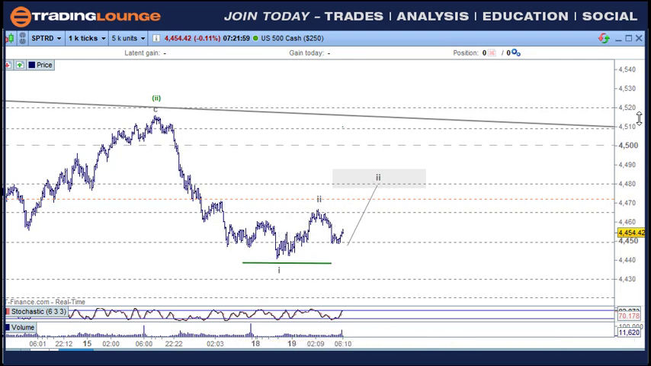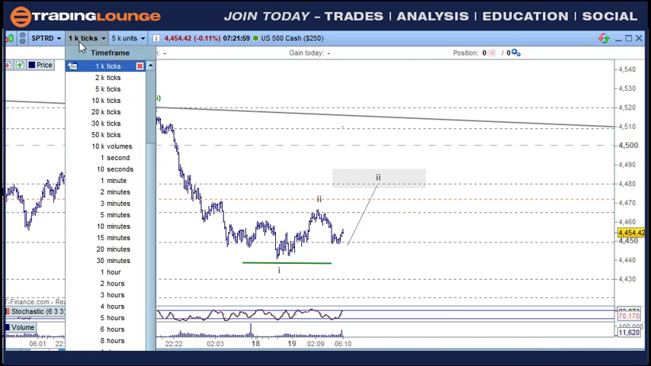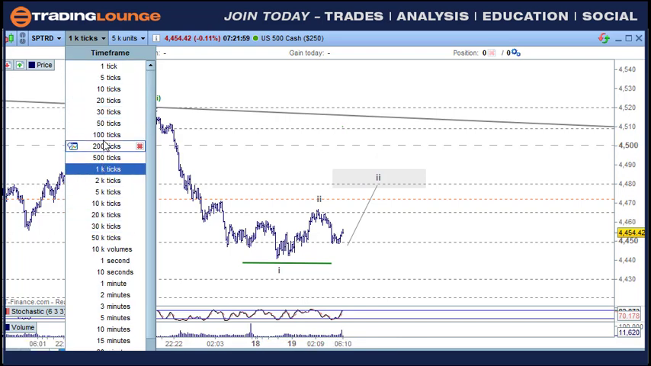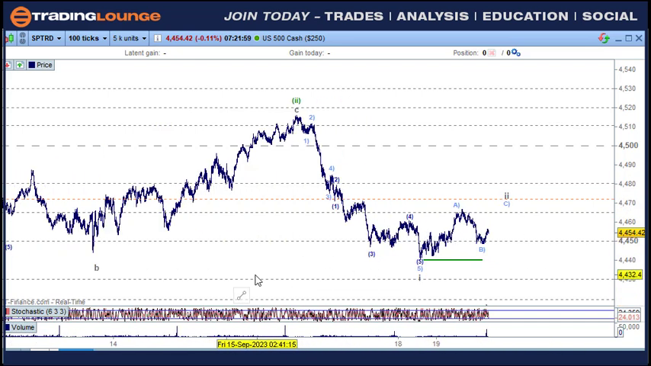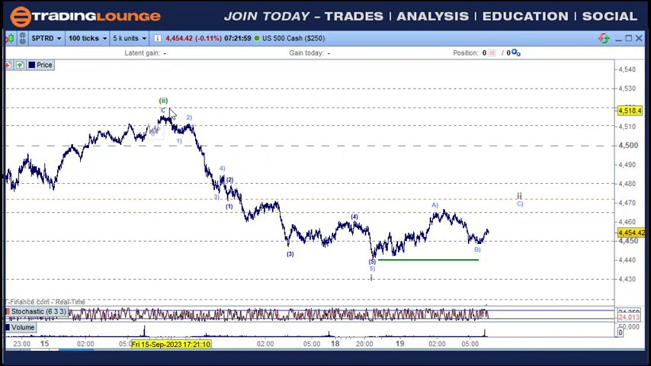So let's just go into the 100 ticks to sort this little area out here. We'll just focus on this area and how we can get in short. So on the 100 ticks from 1000, we're into this space here at the moment. I can see there's different ways to count this down here.